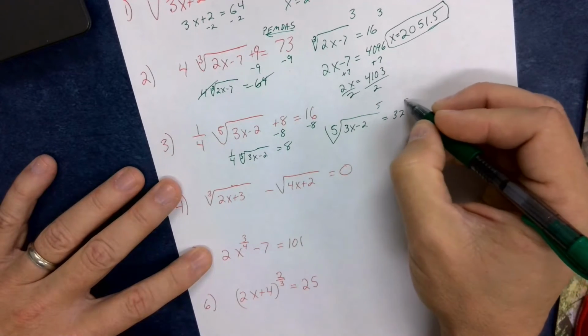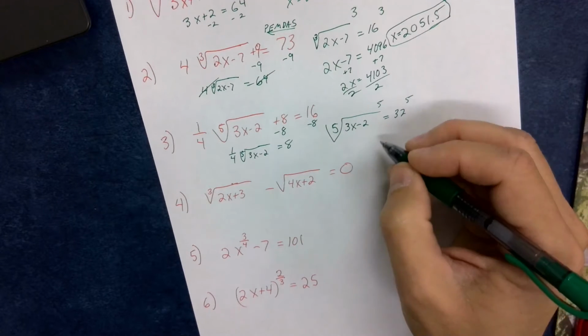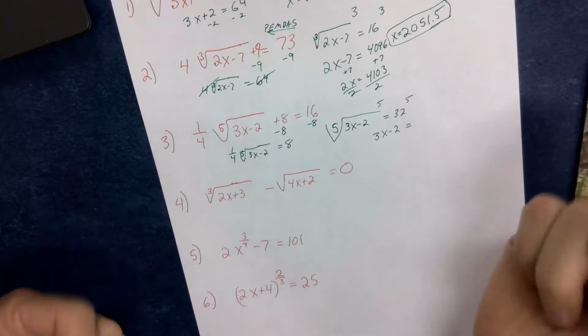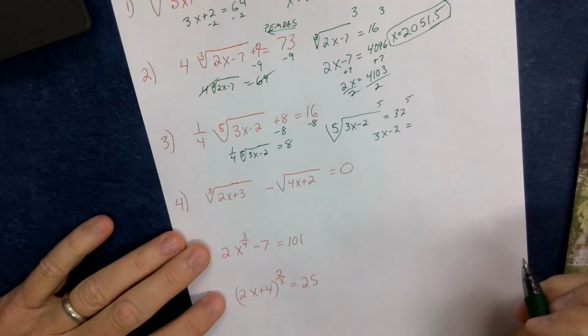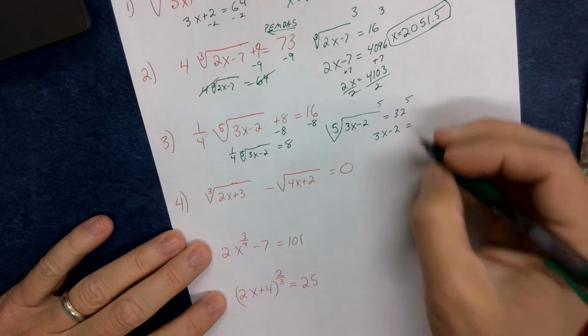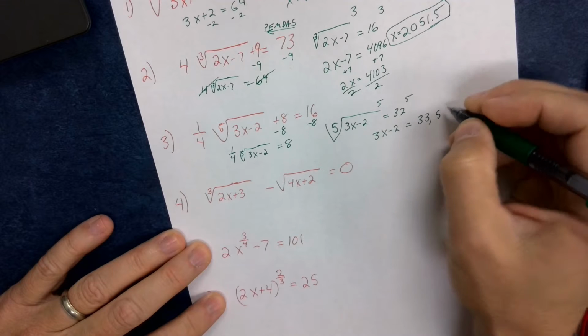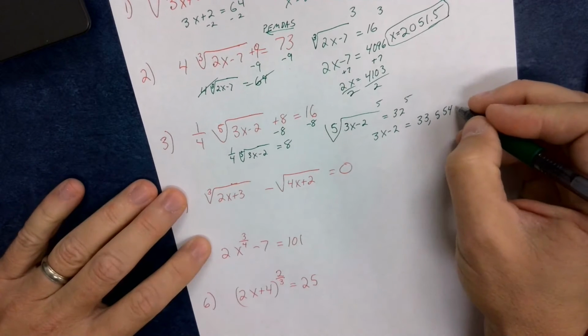Raise it to the 5th power, raise it to the 5th power. Oh my gosh, that's a big one. 3x minus 2 equals, because that's 32 times 32 times 32 times 32 times 32, right? 32 raised to the 5th. I got 33,554,432.